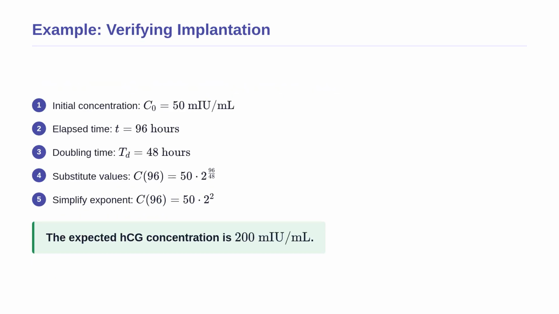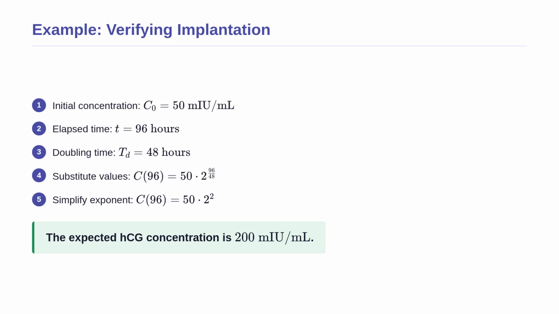Let us see this exponential growth formula in action with a clinical example. A woman has an initial HCG concentration of 50 milli-international units per milliliter. The doctor orders a follow-up test exactly 96 hours later. We assume a healthy doubling time of 48 hours. We substitute 50 for C0, 96 for t, and 48 for td.